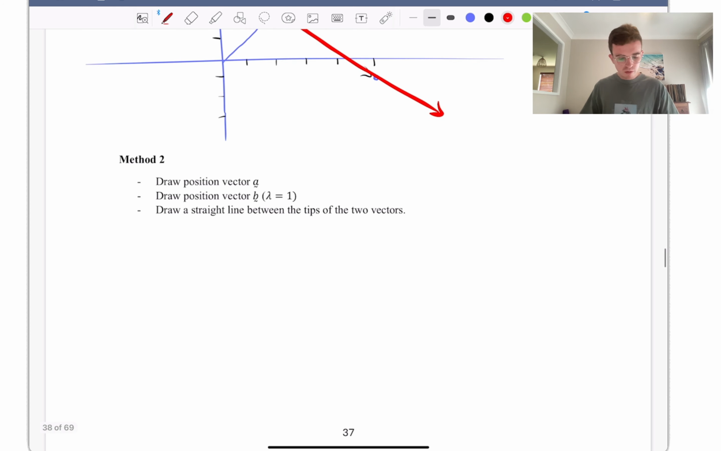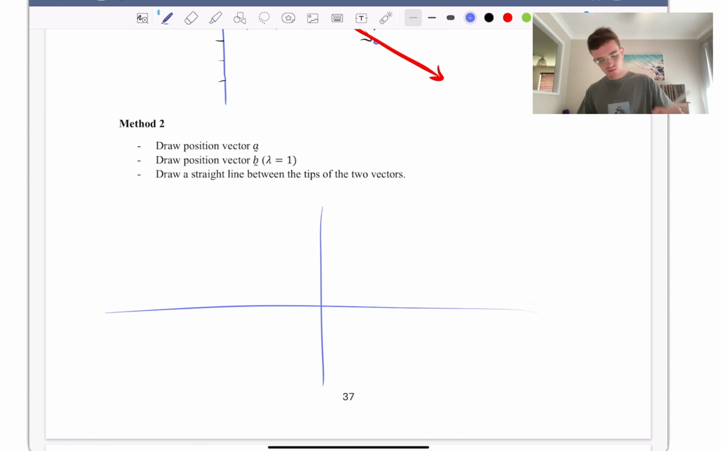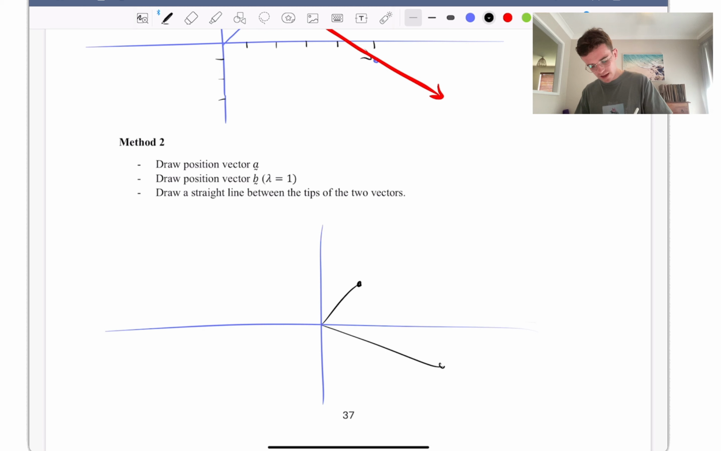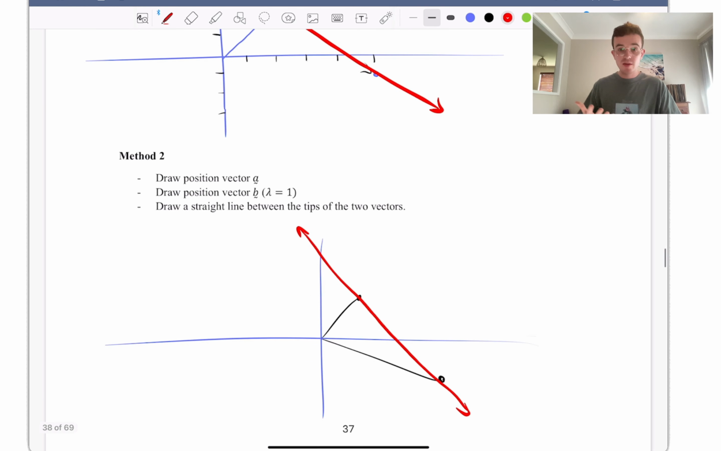Method number 2 is to draw position vector A and then draw position vector B if we set lambda to be 1, and draw a straight line between the points. And realistically, it's the same thing as what we've just done. So draw the line there as we've set lambda to be 1, and then we just draw a straight line between the points. I personally prefer the first method, but either method gets you the same thing. Really, we're just drawing a straight line.